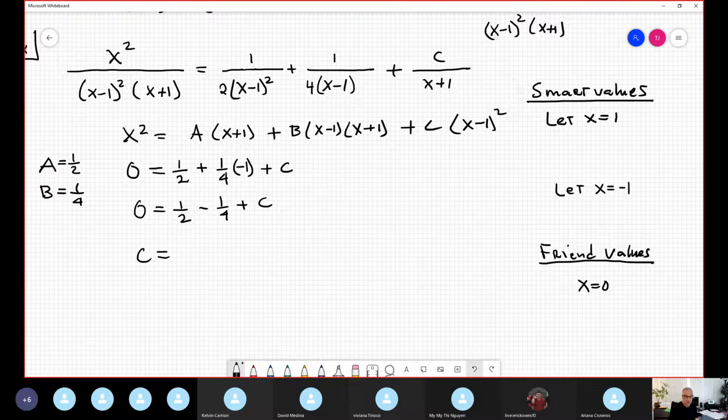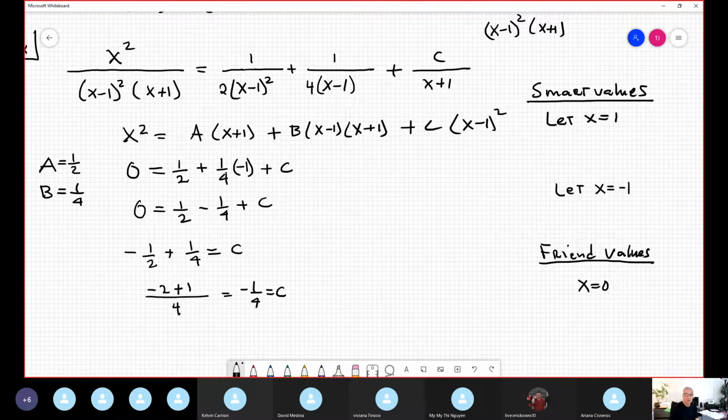Okay, let's do it. -1/2 plus 1/4 equals C. It's obvious that it's -1/4, right? So let me see. But is this negative or positive? No, it's negative. Okay, this is negative. Well, by hand, the LCD is 4, it's -2 plus 1. It's -1/4. Let's see, it's -1/4.